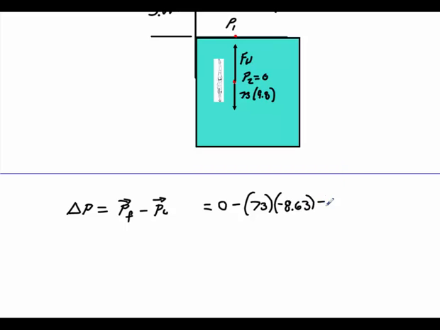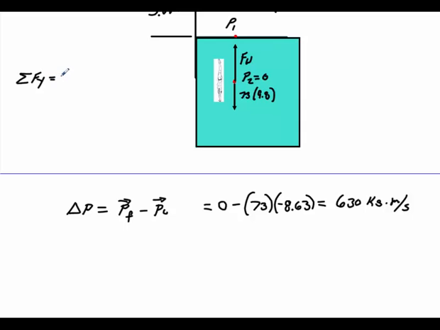We'll run that number real quick. 8.63 times 73 gives me a value of approximately 630 kilograms times meters per second. So that's the change in momentum. Now, we know this force from the water is going to be larger. All we want to do now is sum our forces in the y direction.